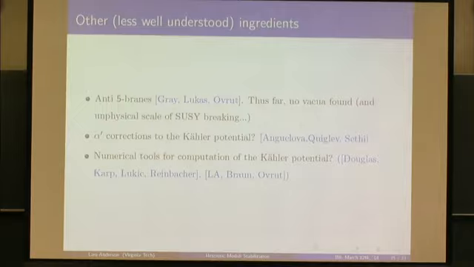Other less well understood ingredients, just to mention it for the sake of thoroughness in potentials, you could consider antibranes in heterotic, much like in KKLT. This has been studied systematically by Gray, Lucas, and Overett. They wanted to see if you could wrap an antibrane on some small cycle and have a controllable supersymmetry breaking at some appropriate scale. Thus far, this has been unsuccessful. Their work showed that this wasn't really turning out very well. No vacua were found and an unphysical scale of supersymmetry breaking. But perhaps in the future you could do something with that.